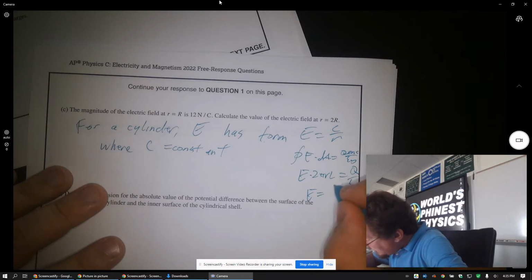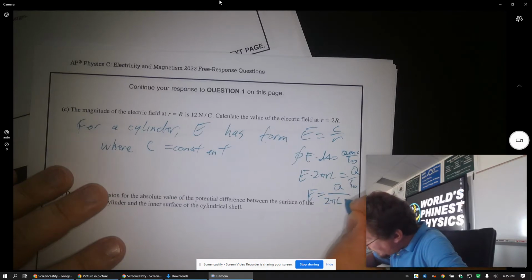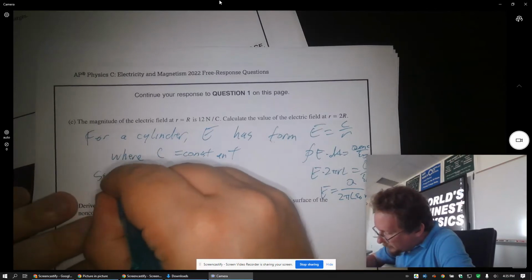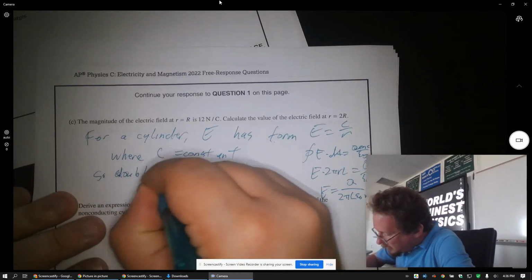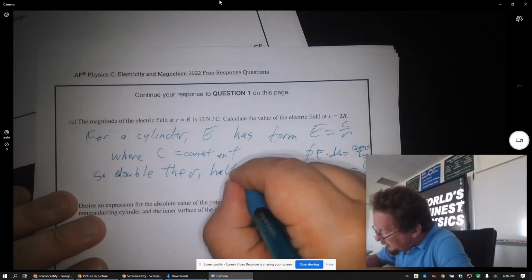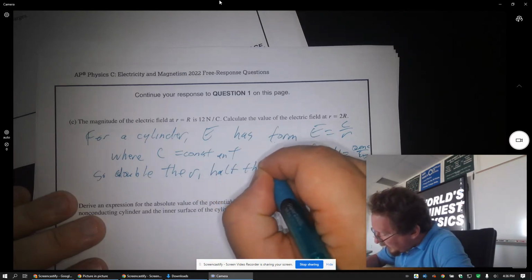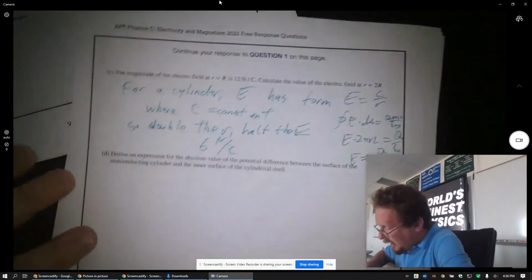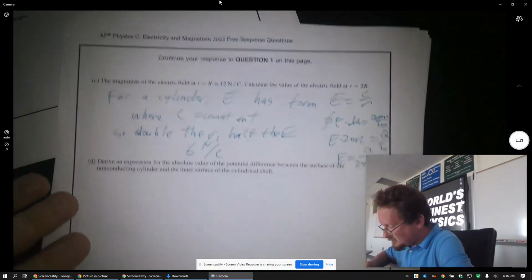So the E would be constant over constant R. Okay, so E over CR. So double the R, half the electric field. So that's 6 newtons per coulomb. It says calculate, so you need to show some work.